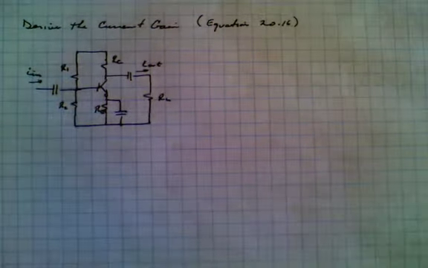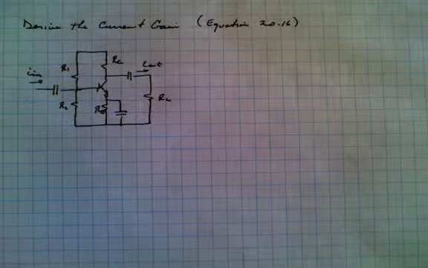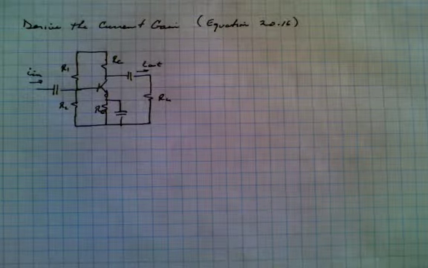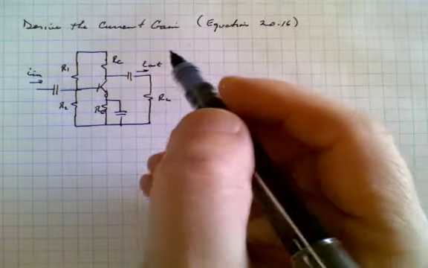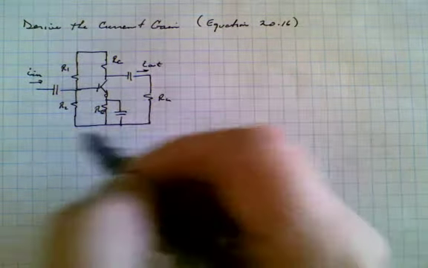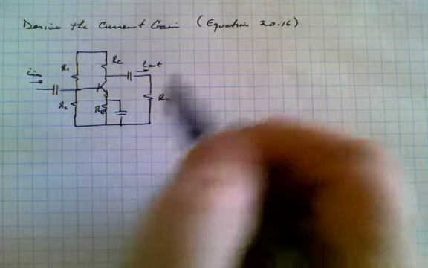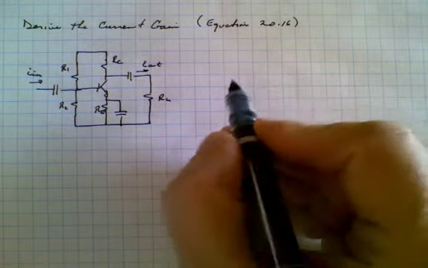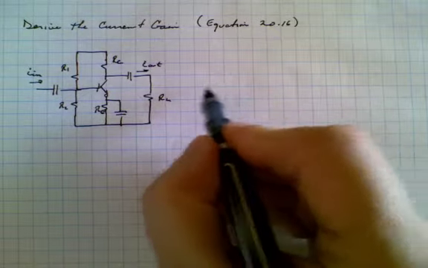We're now going to derive the current gain in a simple transistor circuit. That's the equation 2016 in your textbook. The first thing that we have to do is take this circuit and convert it to an AC equivalent. And that will look something like this.